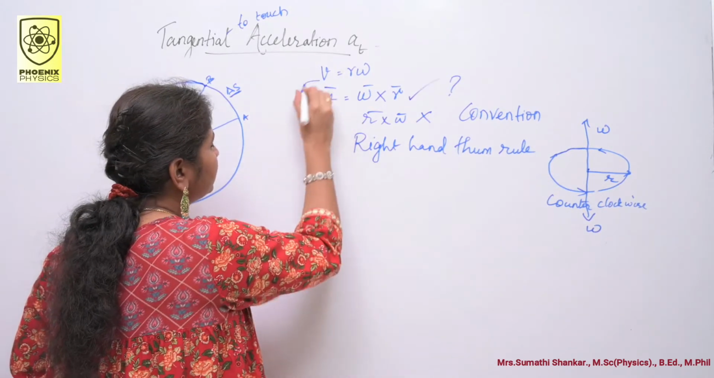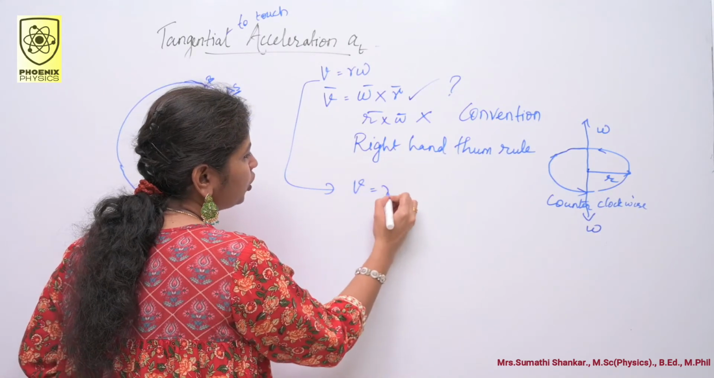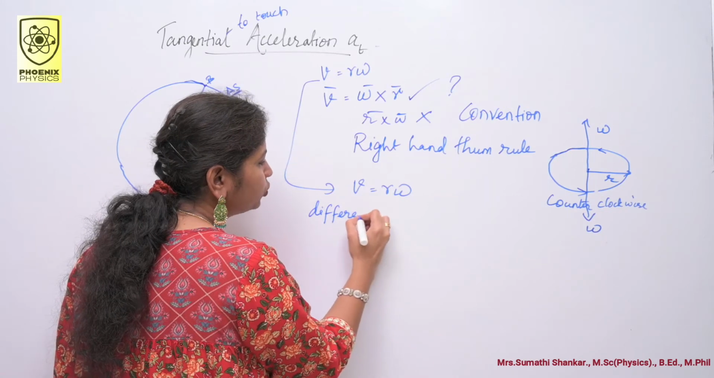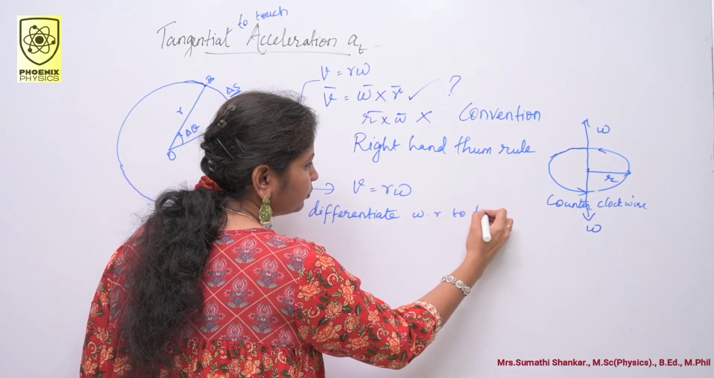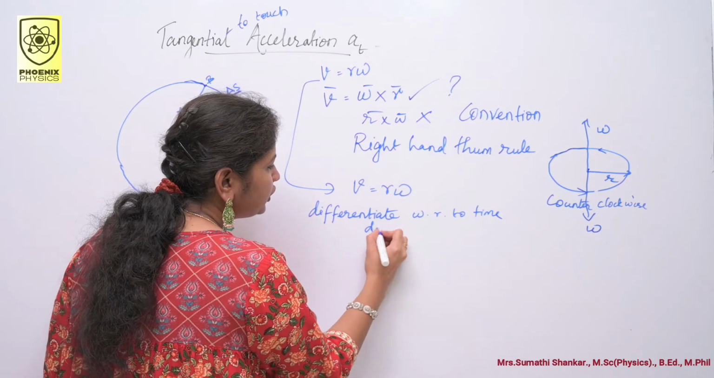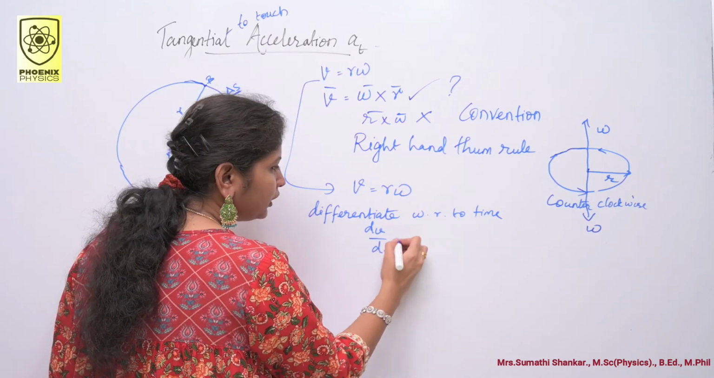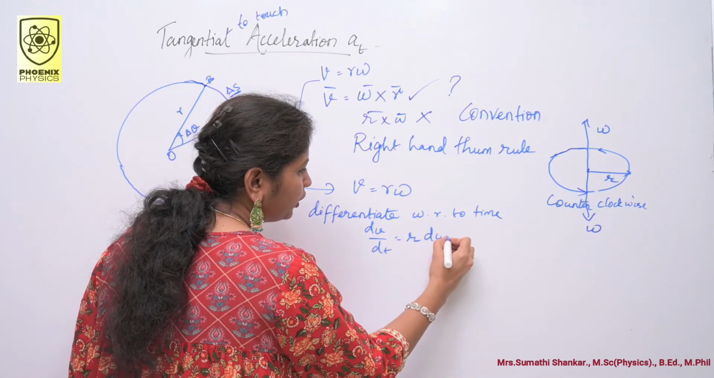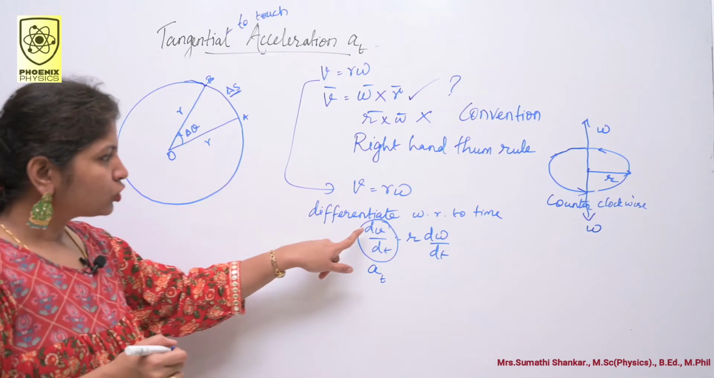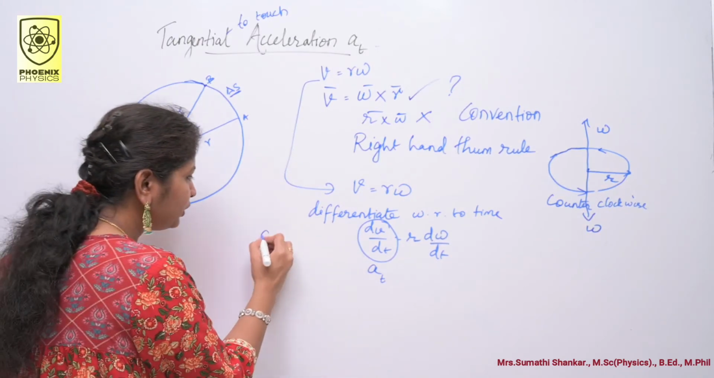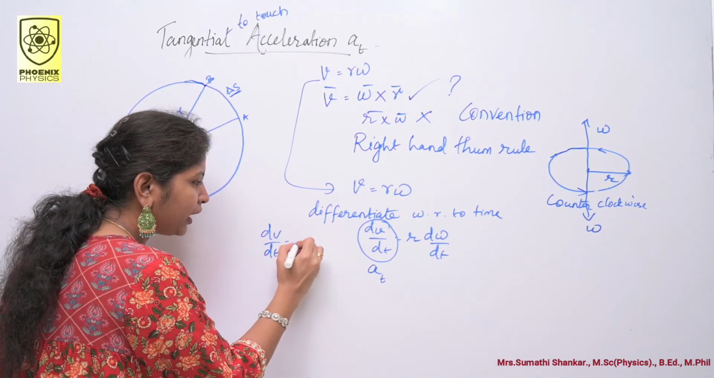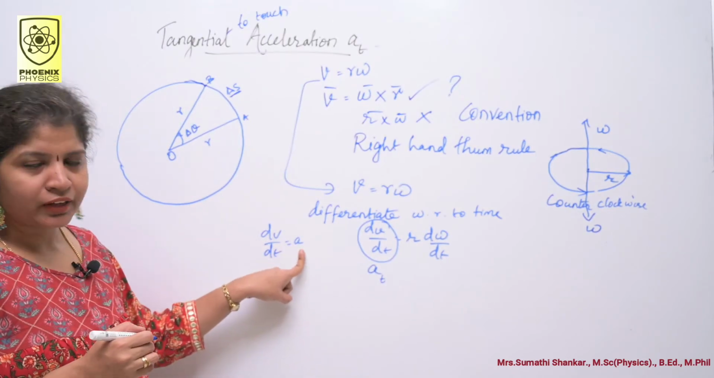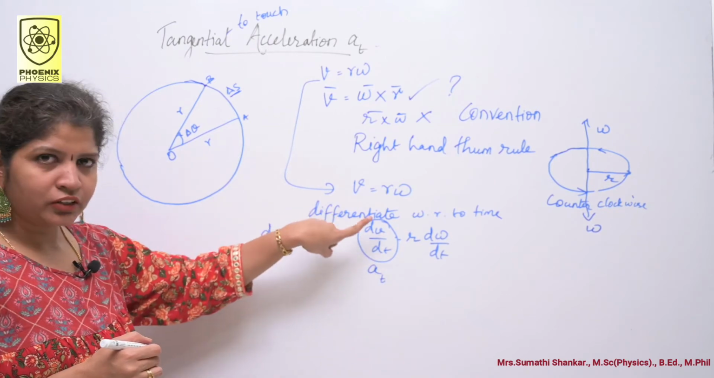We know that v is equal to r omega, right? Differentiate with respect to time. Then you can write dv by dt equals, here r is constant, you know that, so r d omega by dt. So what is dv by dt? dv by dt is nothing but our acceleration. Rate of change of velocity is called acceleration. So this term is acceleration.